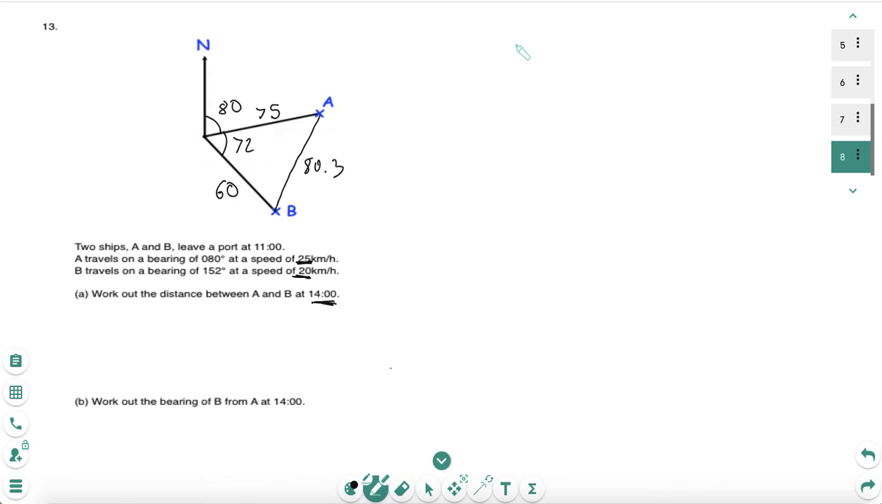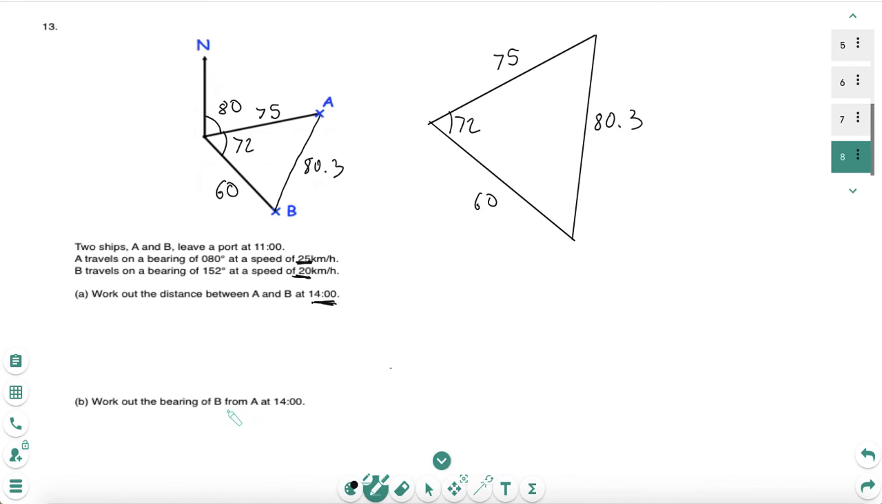So we can draw our triangle out separately, nice and big. 72, 75, 60, 80.3. Work out the bearing of B from A at 2 o'clock. So here's A, here's B, and here's the port. Now remember, when you do bearings, the key word is from. Where is the bearing coming from? It's coming from A. That's so important we understand the vocabulary.